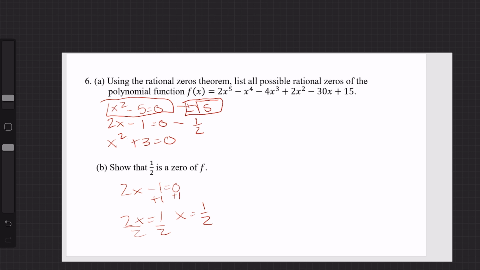Okay, so now for the last equation, x squared plus 3 equals 0. We're gonna go ahead and solve for x. So we are going to minus 3, so that's x squared equals negative 3. Just square root that to get rid of the x squared. So that's x equals plus or minus the square root of negative 3.